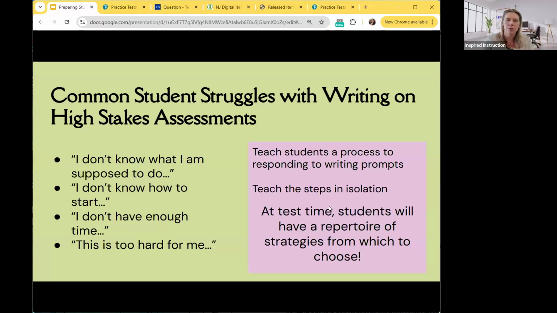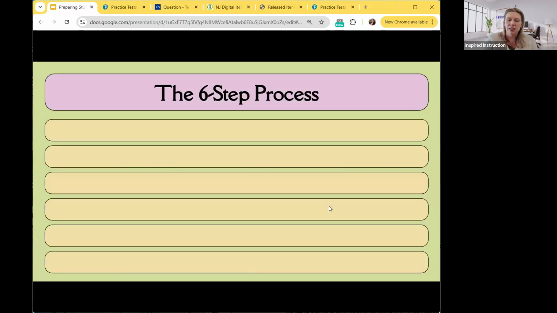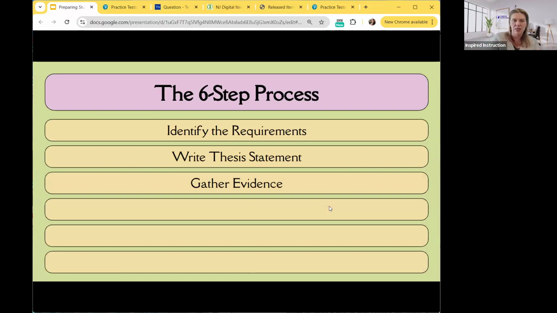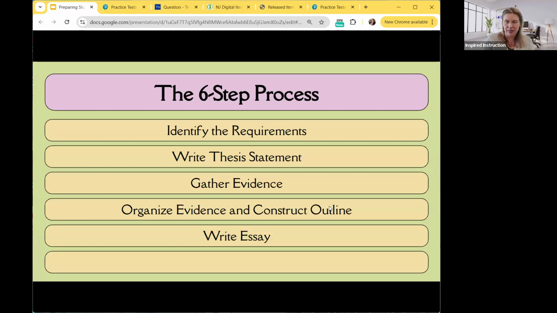So the 6-step process we use, the first one is identifying the requirements. Next is writing the thesis statement. Third is gathering evidence, then organizing the evidence and constructing an outline, writing the essay, and revising and editing. So like I said, my suggestion is to teach these in isolation. And that means, at some point you're going to go through the entire thing for one writing prompt, but starting out slow.